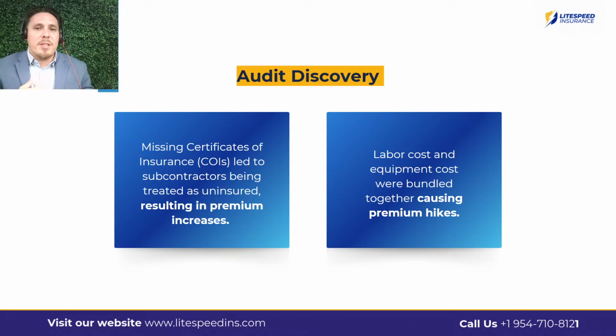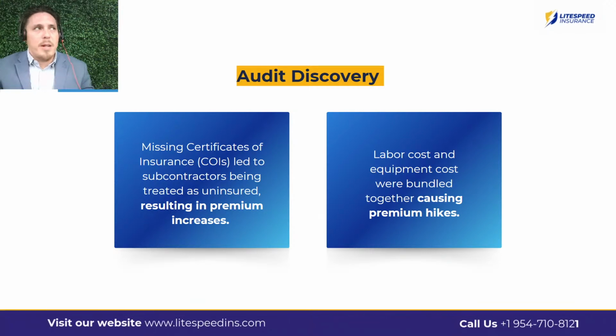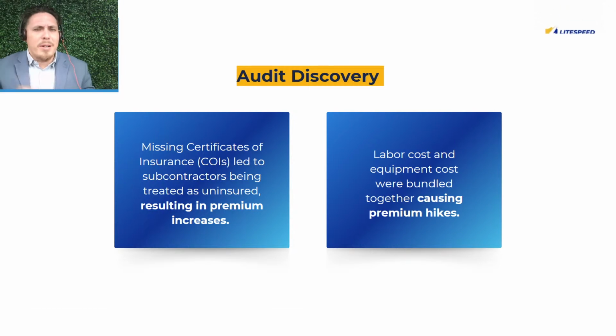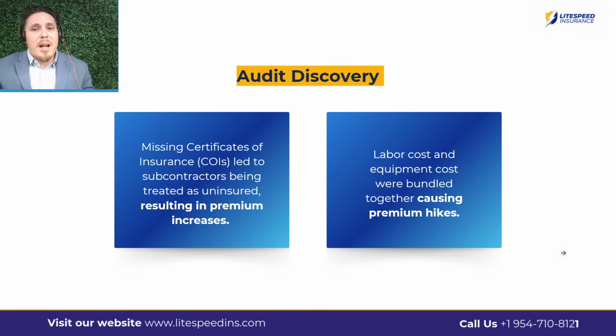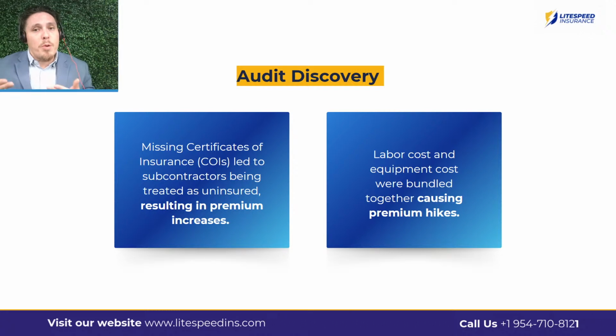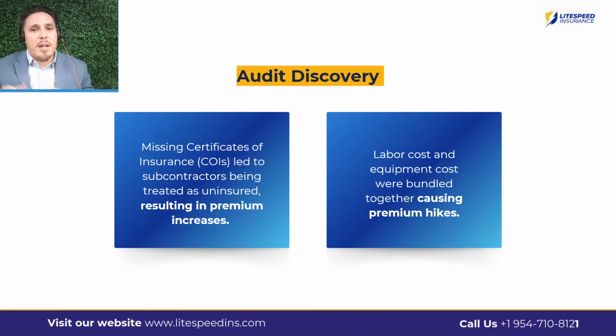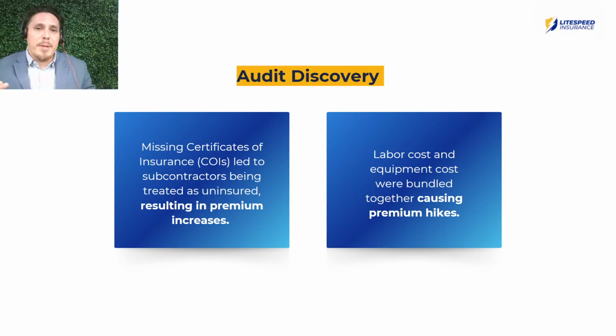The second thing that we discovered was her labor cost and equipment costs were both bundled together. She did highway construction, and she was renting some kind of tractor. I forgot what the equipment was, but the guy was also providing the labor for the equipment. So when he was invoicing her, he was invoicing her that total cost. And what happened was the auditor bundled it together and then charged premium.